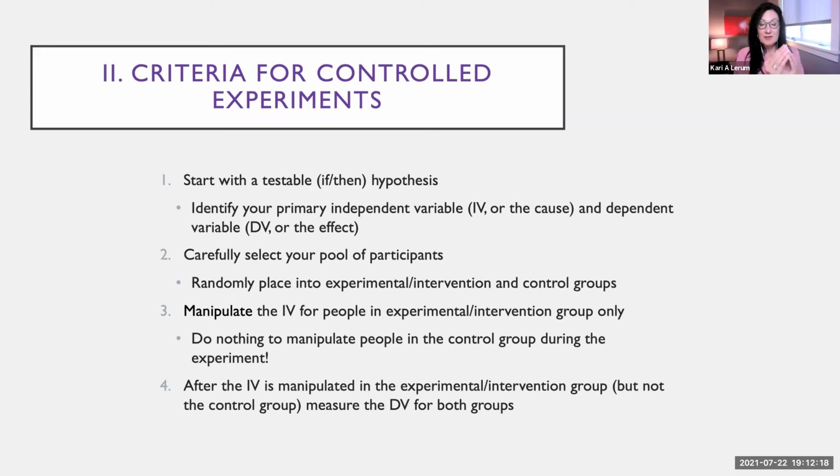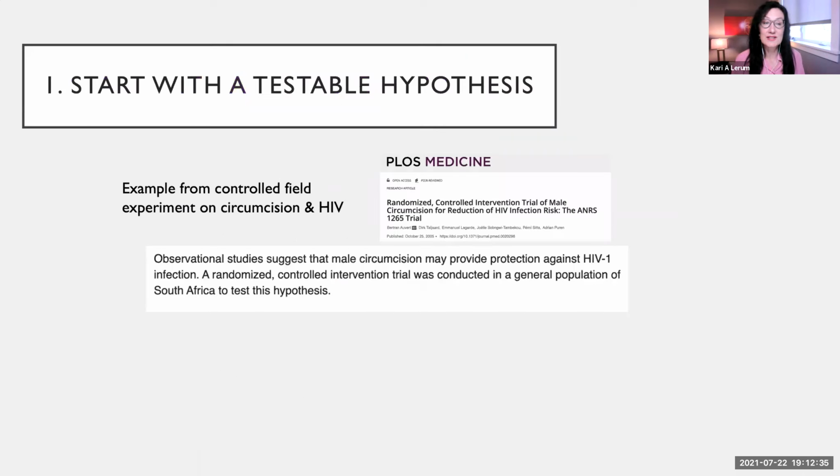After the independent variable is manipulated in the experimental group, but not the control group, then over time, after time passes, you measure the dependent variable for both groups. If there's a difference between both groups, then you test to see if it's statistically significant. Okay, so I'm going to talk through this through an actual example of a controlled experiment.